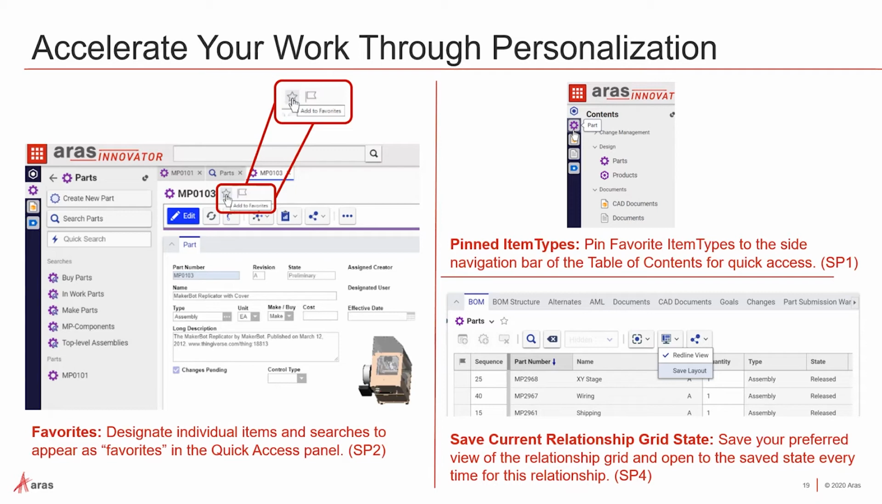Pinned item types enables you to quickly access item types that you frequently use and bypass the use of the entire table of contents, so you can just click on the part icon in the sidebar and it goes directly to the functions related to parts. You can also save the current state of the relationship grid, again, the layout of the columns that you work with, which are saved per item type and are independent of the state you save for the main search grid.